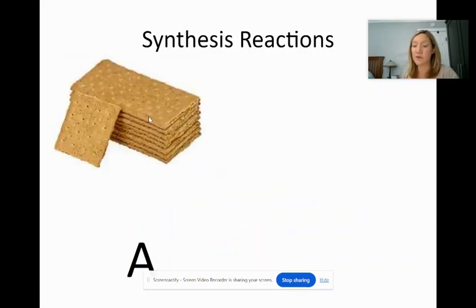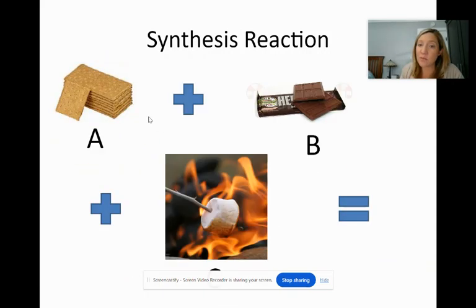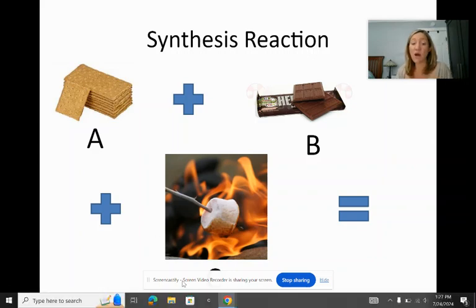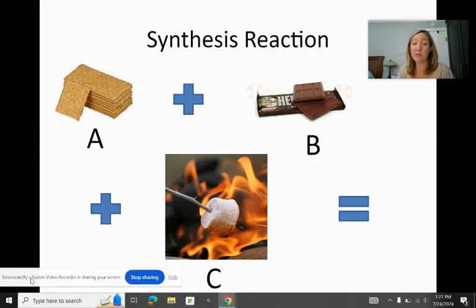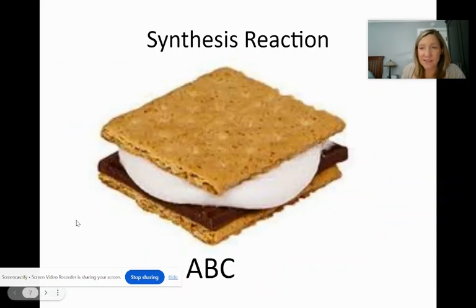So here's kind of a food example of that. If A were graham crackers and B were Hershey's chocolate and C were marshmallows, all of those 3 things are separate, but when we combine them together, we should know that we get s'mores. Obviously, that's a very oversimplified example of a reaction, but that's kind of the idea, separate things making a new together thing.